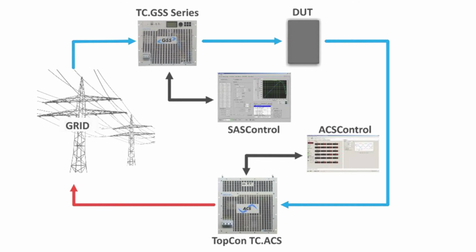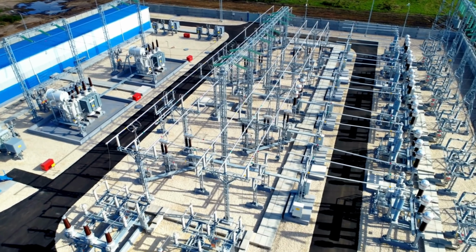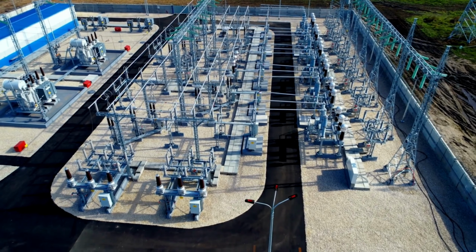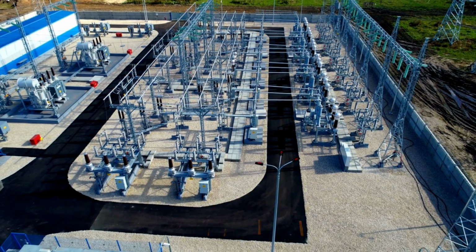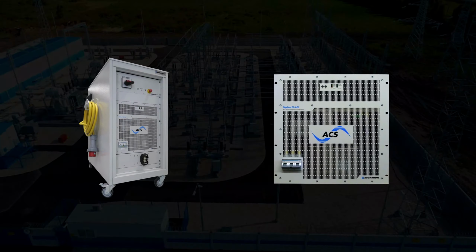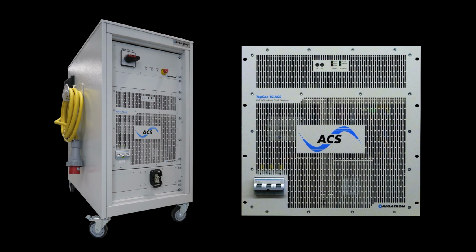More powerful, usually public DC charging stations offer higher charging ratings, 50 to 350 kilowatts. For the grid-side testing of high-power chargers, the TC.ACS 50 kVA device or parallel connection of two or more 50 kVA devices are available.